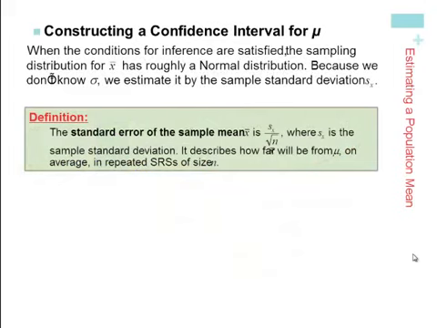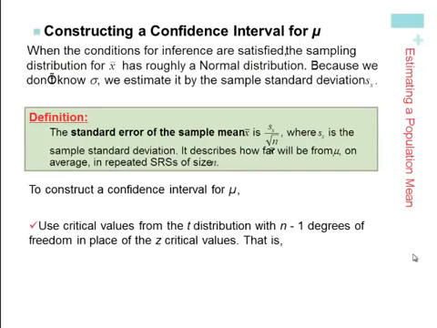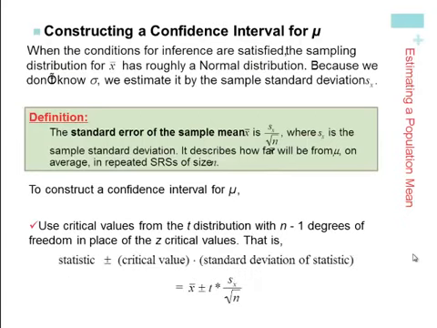Our standard deviation of a sample statistic, or standard error of sample means, is given by s sub x divided by the square root of n, provided the conditions are met. So now when I want to construct a confidence interval for mu, I'm going to use the critical value t star instead of z star, with n minus 1 as my degrees of freedom. And my formula becomes x bar plus or minus t star times s sub x divided by the square root of n.